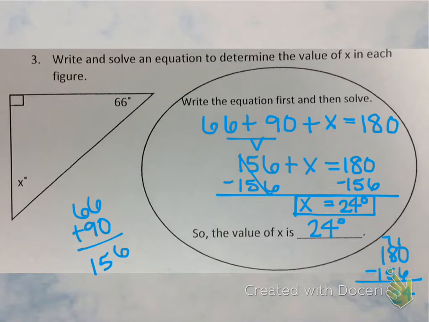You should have gotten the value of x as 24 degrees. Here we added 66 and 90 to get 156. Here we subtracted 156 from each side. These canceled out. And then when we subtracted 180 minus 156, our value was 24 degrees.